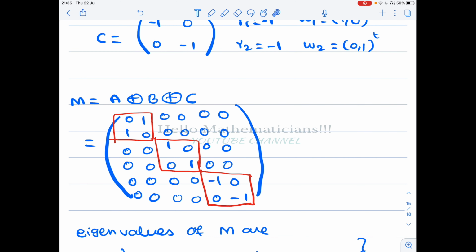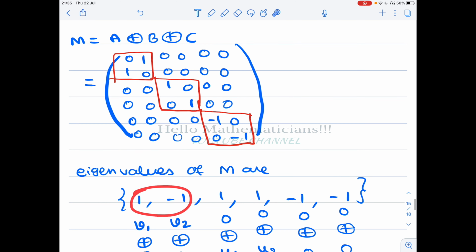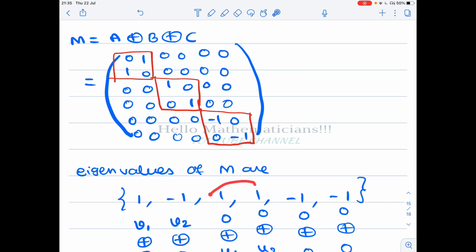Now, we know something about Jordan blocks and we want to learn about Jordan matrices. For that reason, we want to understand how the eigenvalues and eigenvectors of the blocks are related to the eigenvalues and eigenvectors of the block matrix. That's what we're going to see. So we observe that the eigenvalues of M are 1 and minus 1, which are the eigenvalues of the first block. Then 1 comma 1 are the eigenvalues of the second block. Then minus 1 comma minus 1 are the eigenvalues of the third block.